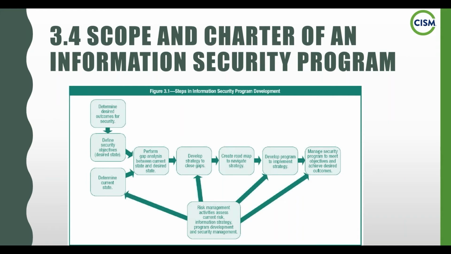So this is where we are right now, right? Domain 3 we are talking about: manage the security program to meet objectives and achieve desired outcomes. Once you have created and implemented the information security program within your organization, it's very important to manage it, right? Is what you have implemented effective? Are people following the roles and responsibilities you have provided or not? What is the performance of the information security program? How are you monitoring it, and how are you capturing the metrics for performance? All these things come under the manage security program step.